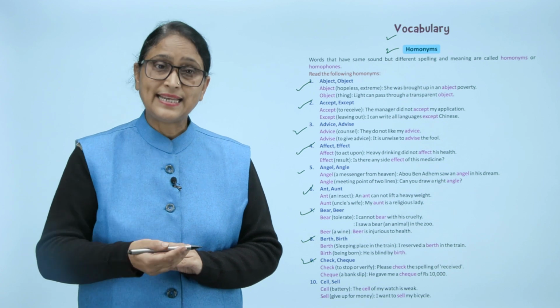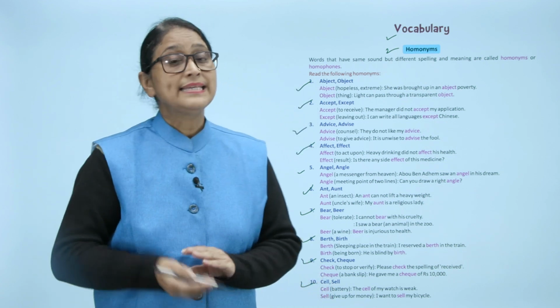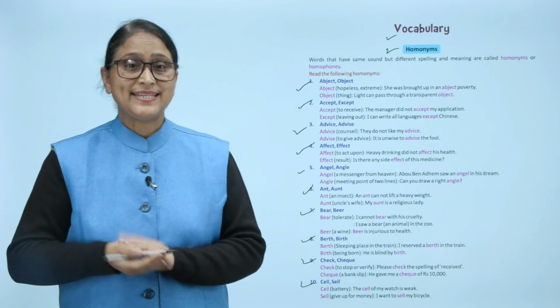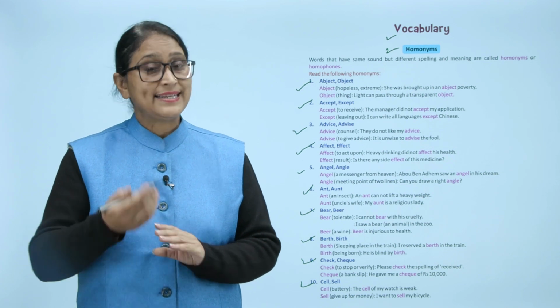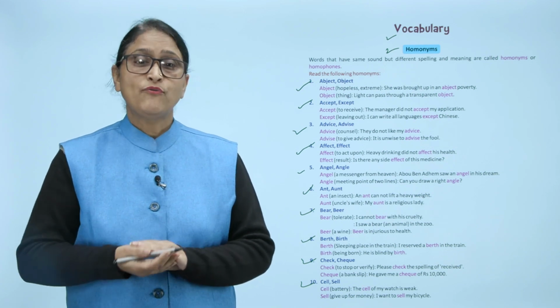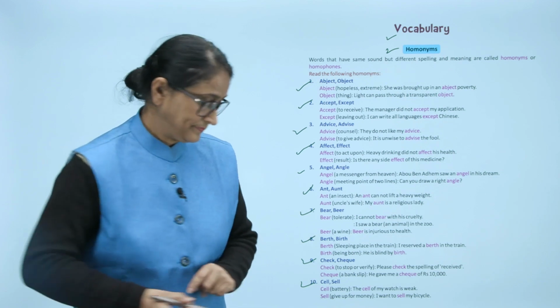Next is cell and sell. Cell, battery. The cell of my watch is weak. And sell, give up for money. I want to sell my bicycle.